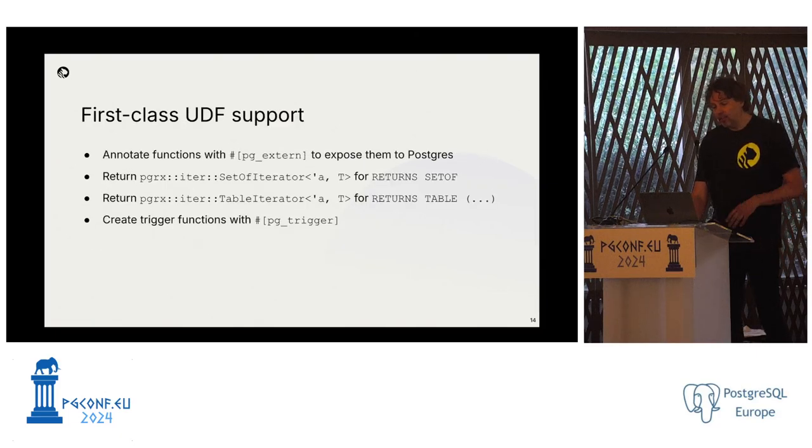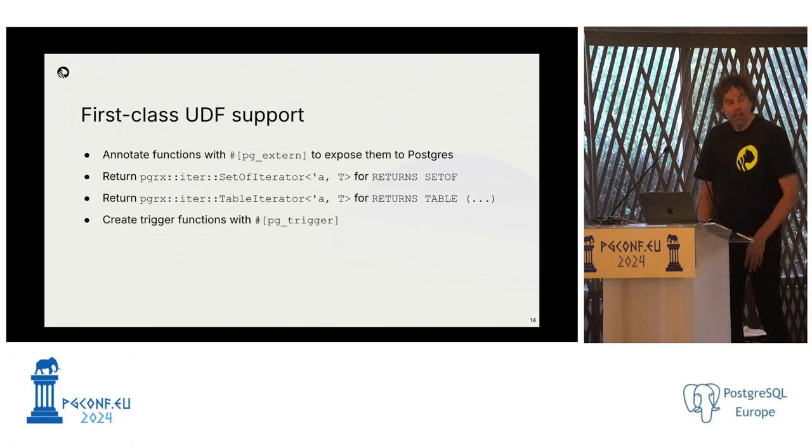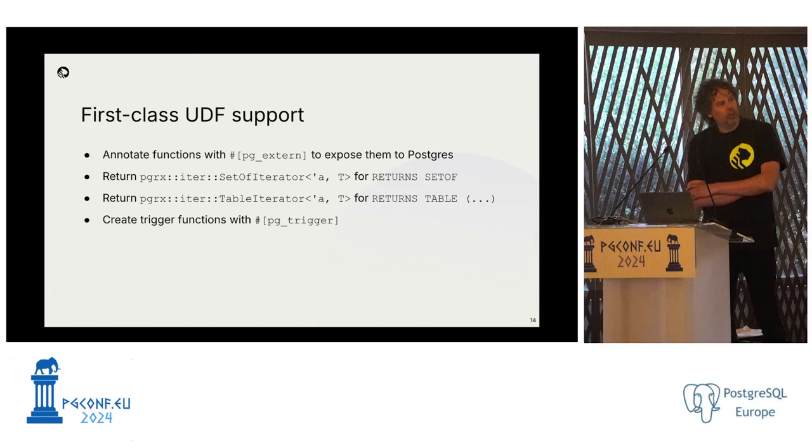We've got first class user defined function support. So you can just annotate a function with pg_extern. PGRX will expose that to Postgres. You'll be able to create extension. You'll be able to run your function. You can return set of iterators. You can return table iterators. You can create trigger functions by annotating with pg_trigger. We'll look at a whole bunch of this stuff in the demo.